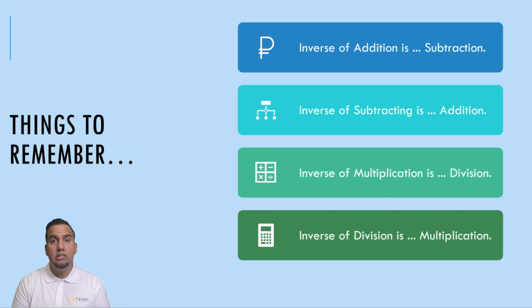The inverse of addition is subtraction. What does that mean? Whenever I see something being added, I'm going to do the opposite, which is subtracting. The inverse of subtracting is addition. The inverse of multiplication is division. And the inverse of division is multiplication. And if you remember these inverses, you're going to have a better time isolating these variables whenever you're solving for this equation.